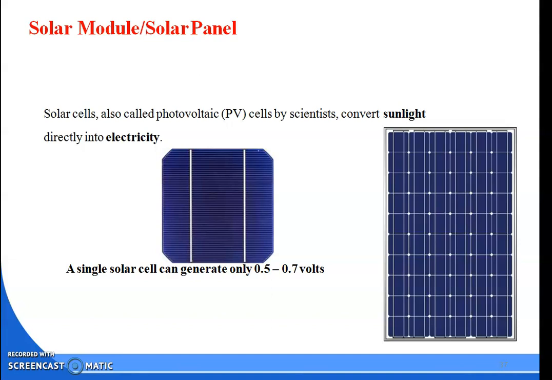There are three types of system: generally on grid, off grid, and hybrid. That is another topic, but we are using it for rooftop purposes. Have you seen some roofs with projects like 3 kilowatt installation, 5 kilowatt installation? That's the solar module.